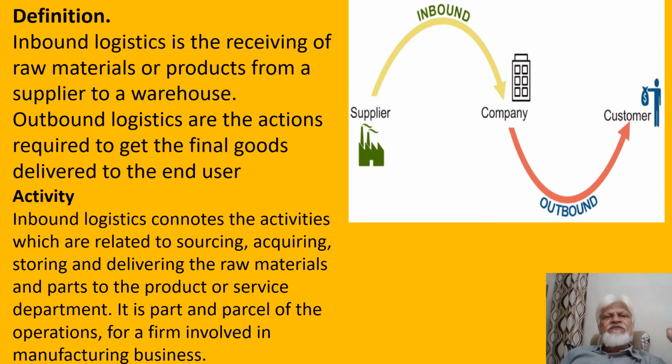So, the definition: inbound logistics is the receiving of raw materials or products from a supplier to a warehouse. This is the basic definition of inbound. Outbound logistics are the actions required for the delivery of final goods. Inbound logistics, which comes inside the company for the purpose of manufacturing, is also called procurement. We call it raw material, anything. Inbound logistics connotes the activities related to sourcing, acquiring, storing, and delivery of raw materials, parts, parcels, operations, and firms involved in the manufacturing business. All those things are to be catered for.